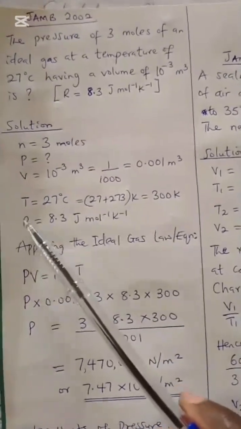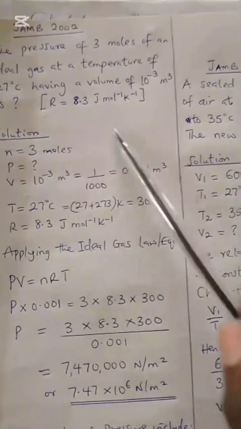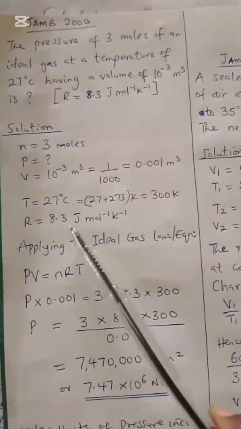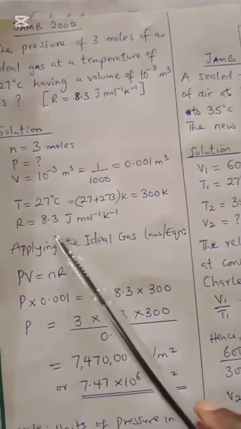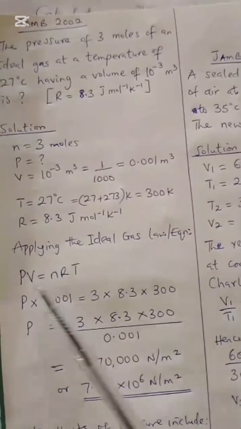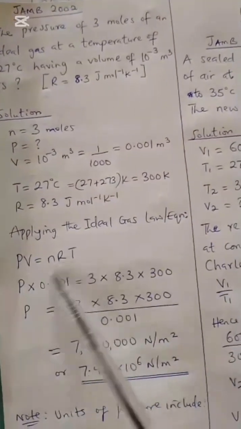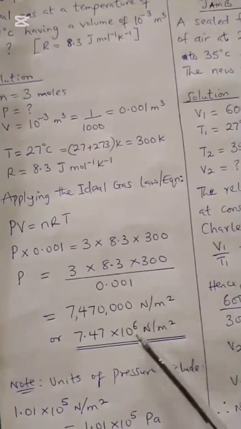So R is the universal gas constant. It's usually given in the question. You don't have to memorize it, but you could. 8.3 joule per mole per Kelvin. So apply the ideal gas equation. You break it down, and you have that as well.